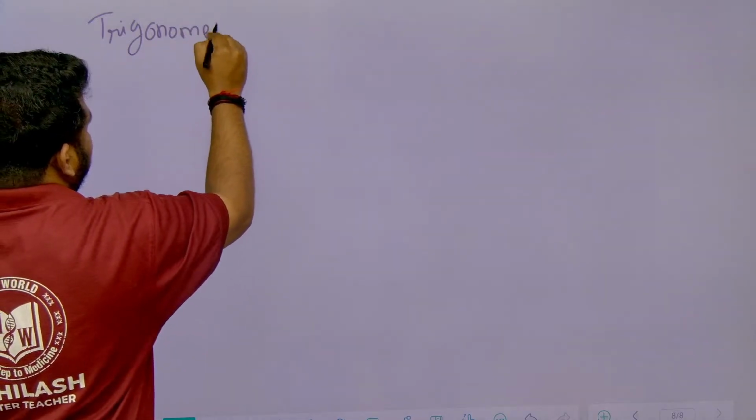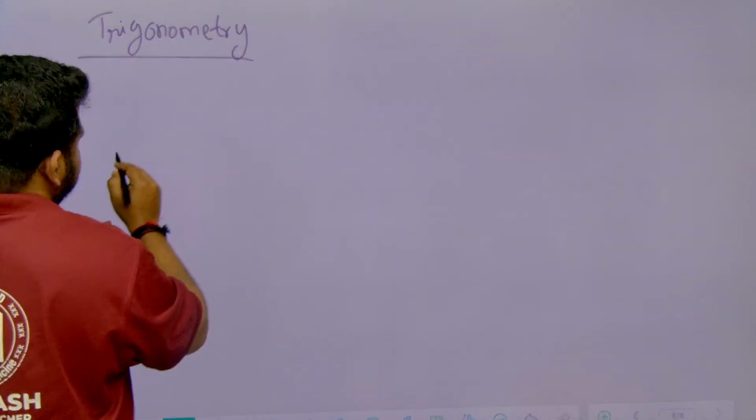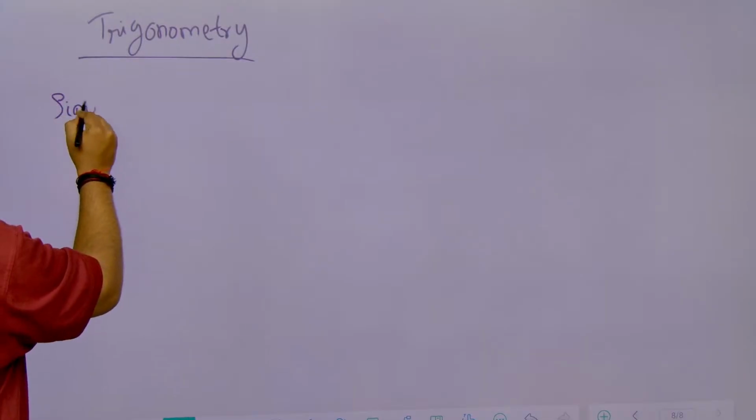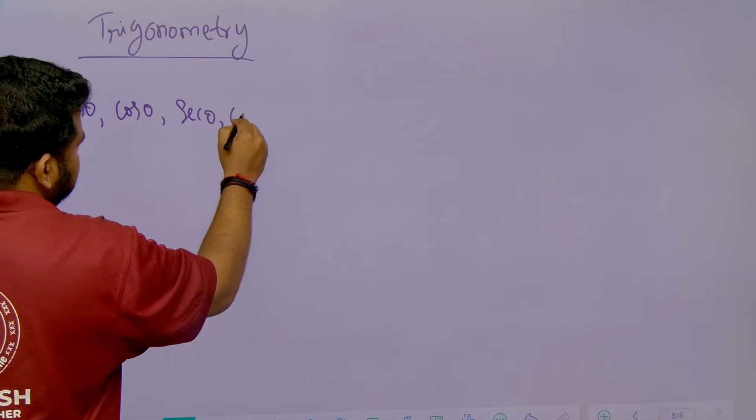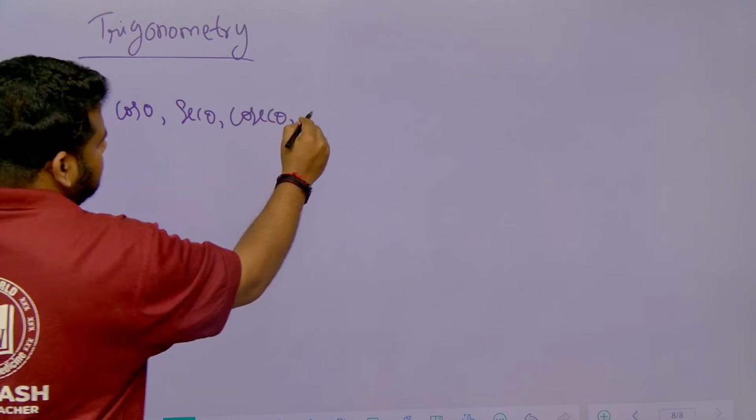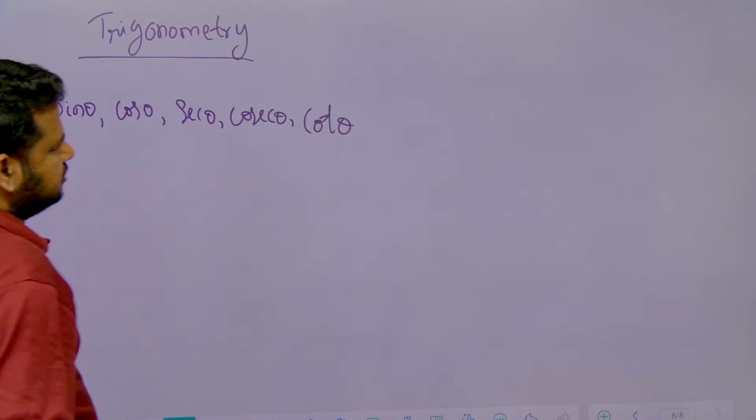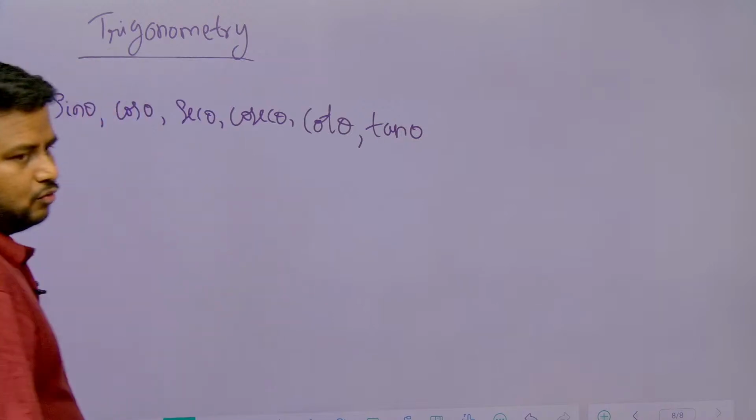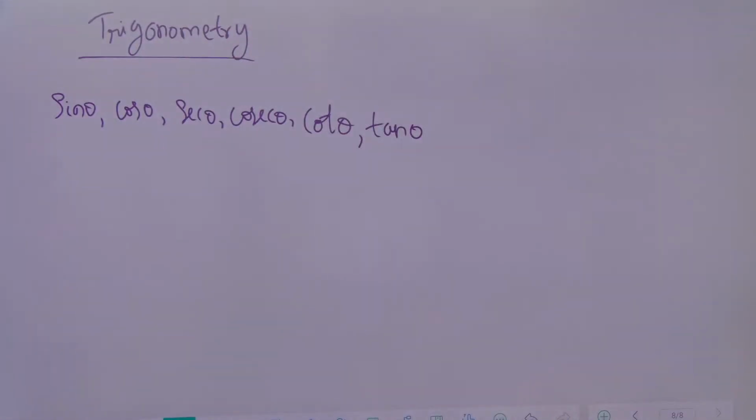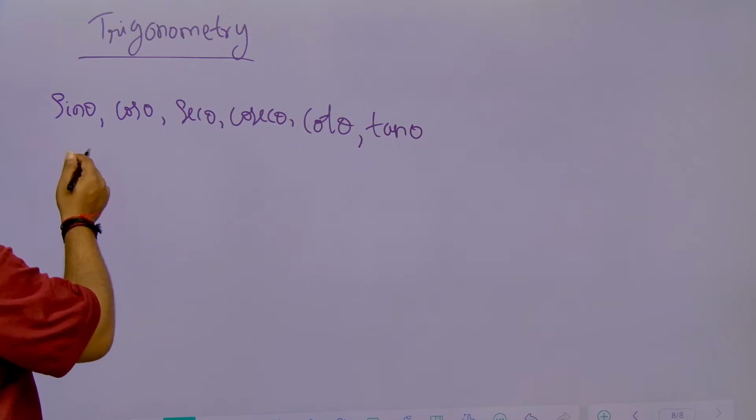So trigonometry, if you talk about, here we are having 6 fundamental ratios: sin theta, cos theta, secant theta, cosecant theta, cot theta, and tan theta also we are having. Now till class 10th you would have studied trigonometry, but there they would have studied sin theta or sin A, cos A, but you would not have studied sin of minus theta, sin of minus A. First thing we will study is trigonometric ratios of negative angles.